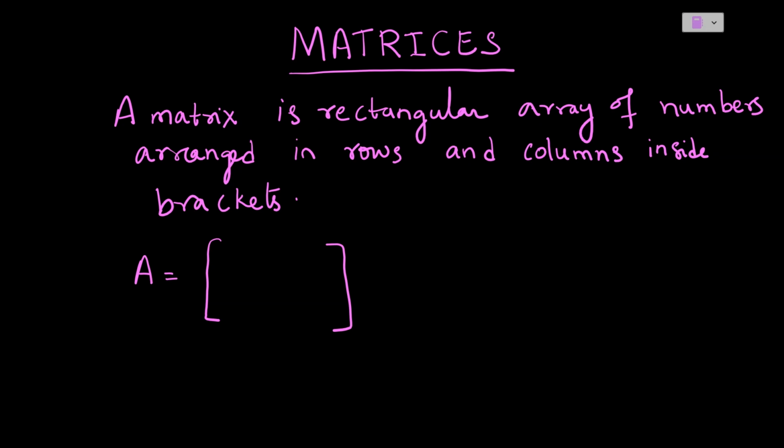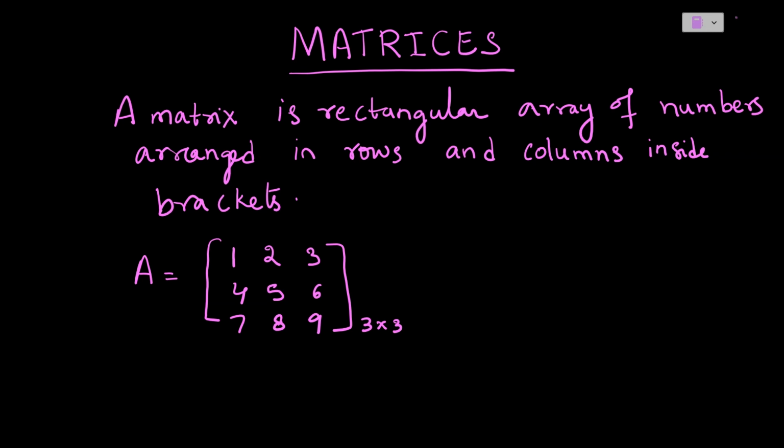The numbers are arranged in a rectangular array: 1, 2, 3, 4, 5, 6, 7, 8, 9. Here we have 3 rows and 3 columns. This is a 3 by 3 matrix. I have written 3 into 3, but it is pronounced as 3 by 3 matrix.